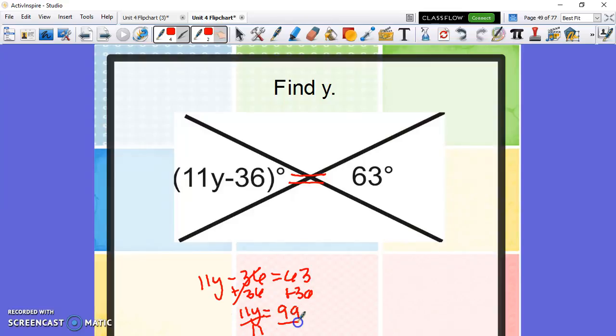And then you divide both sides by 11. So 99 divided by 11 is 9. So y is equal to 9.